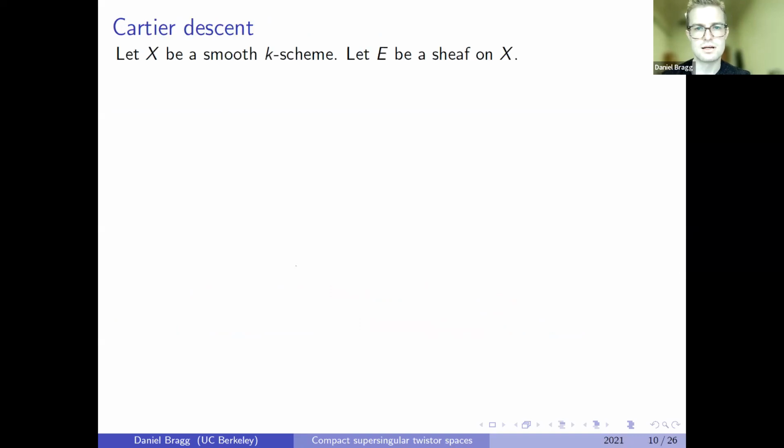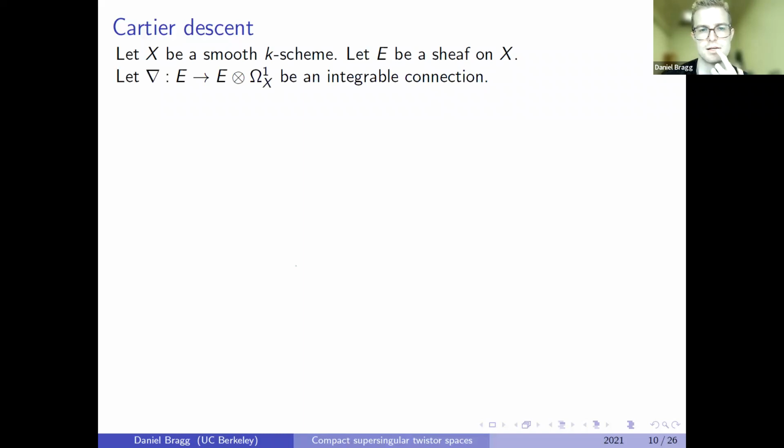Okay, so I want to try to describe this new construction, and I wanted to start by recalling Cartier descent, because that's the starting point. So let me put myself in this setting. Let's say X is a smooth k-scheme, and E is a coherent sheaf on X. And let's say we're given an integrable connection on E, nabla.